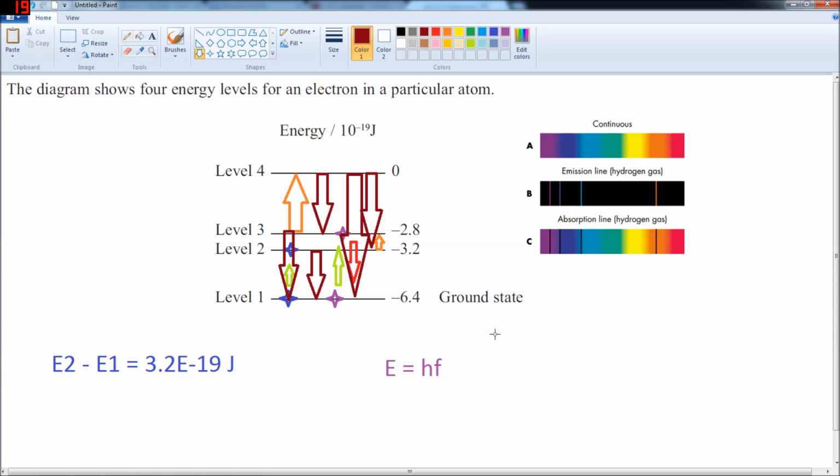This whole concept is really not too difficult. Electrons can only exist at specific levels. When electrons move between levels, they either emit a photon or they absorb a photon. The energy of that photon is given by E equals hf, where h is Planck's constant, f is frequency, and E is the energy of the photon. Hopefully that all makes sense.